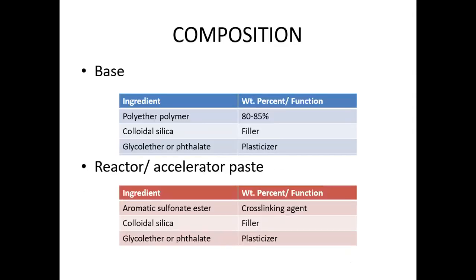Coming to the composition, this material is available as a base and a reactor or accelerator paste. The base consists of polyether polymer. It also has colloidal silica, which acts as filler particle, and glycol ether phthalate, which acts as plasticizer. The reactor or accelerator paste contains aromatic sulfonic ester, which acts as a cross-linking agent, and it also contains colloidal silica as filler particle and glycol ether phthalate as plasticizer, which is the same as that in the base paste.